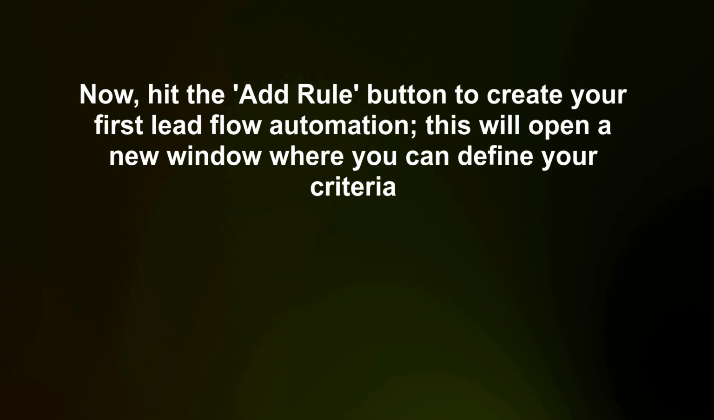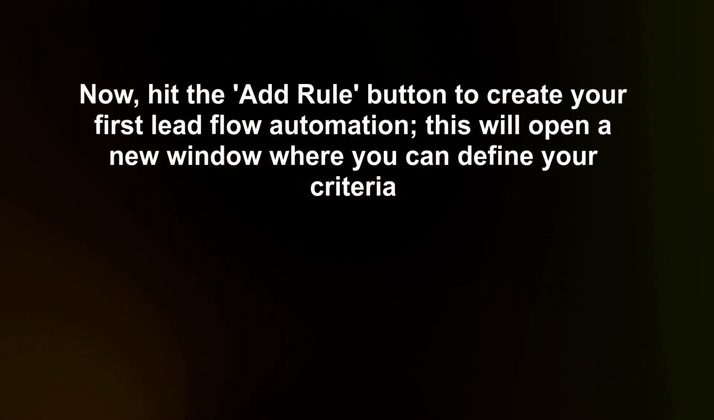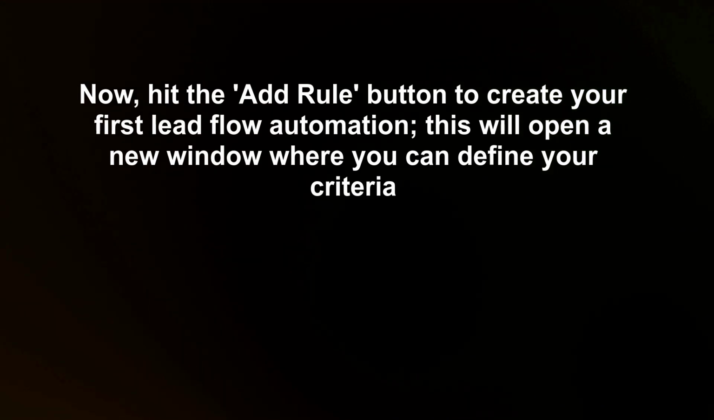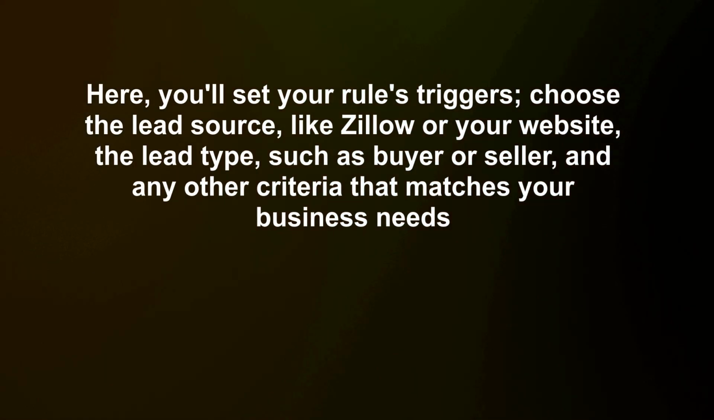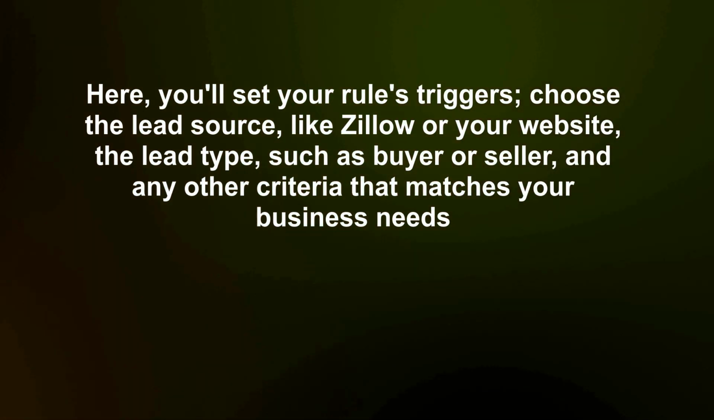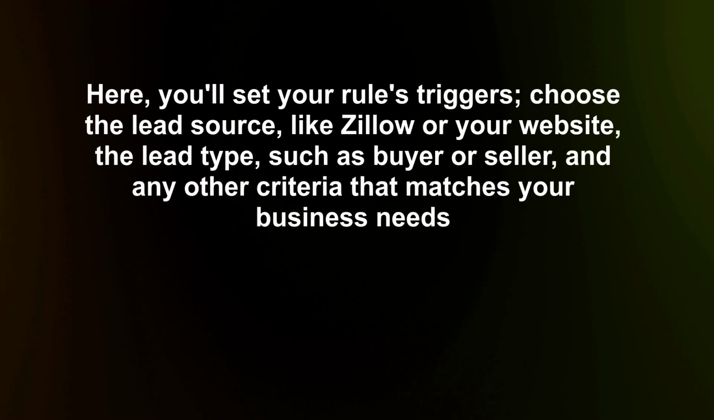Now, hit the Add Rule button to create your first lead flow automation. This will open a new window where you can define your criteria. Here, you'll set your rule's triggers, choose the lead source, like Zillow or your website, the lead type, such as buyer or seller, and any other criteria that matches your business needs.